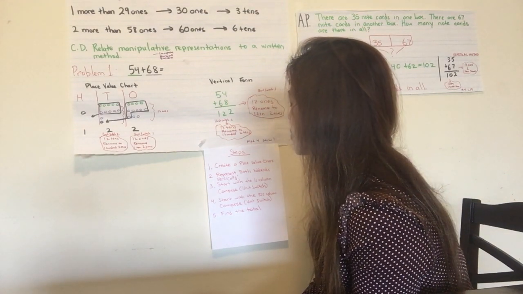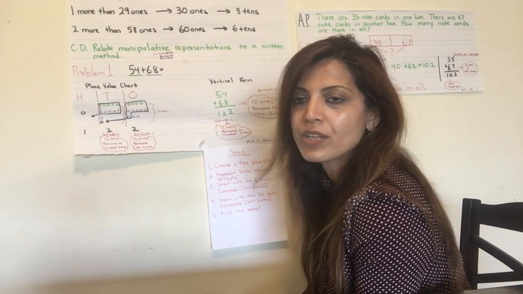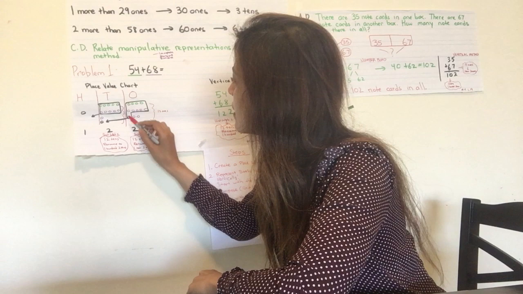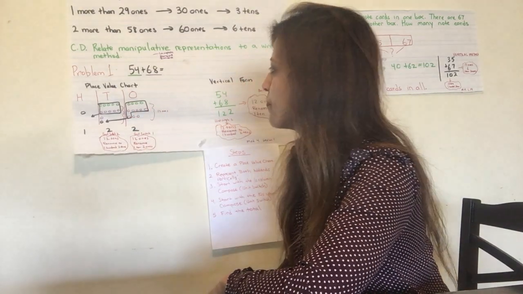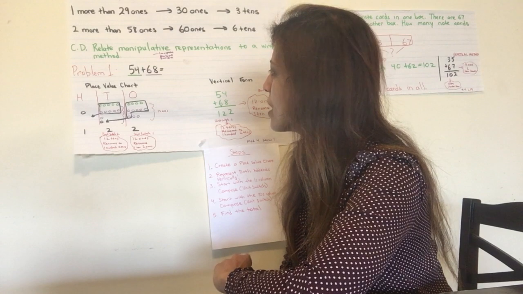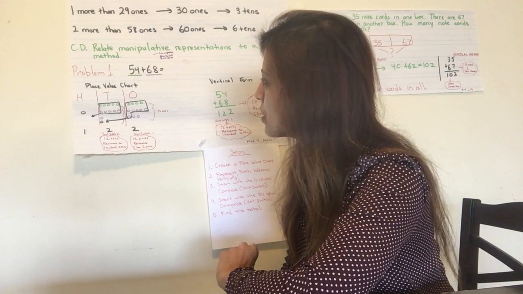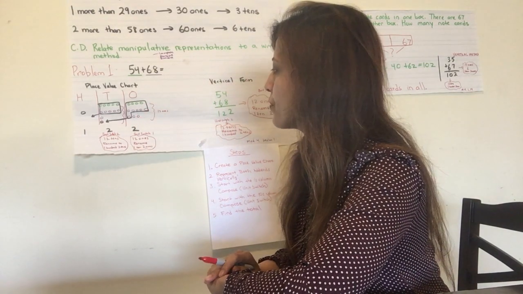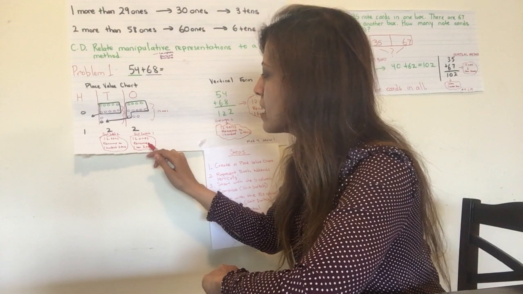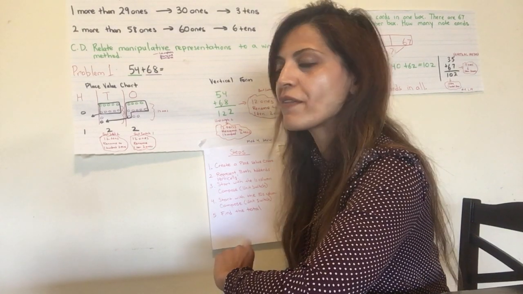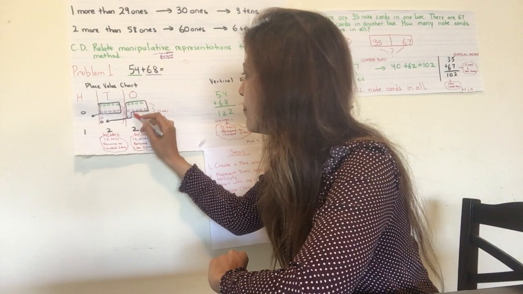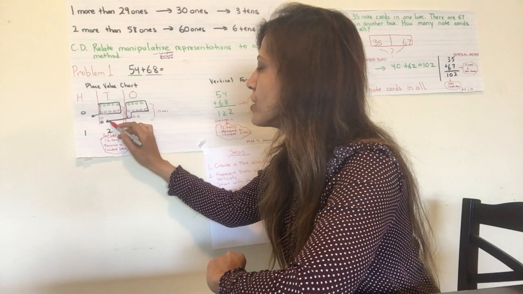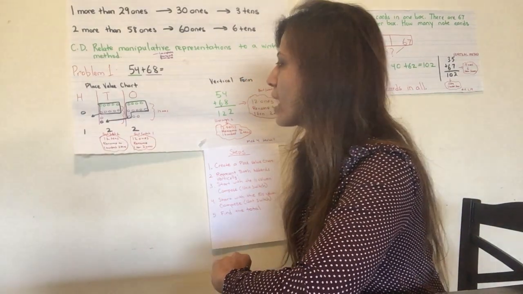Okay, great. Now I have to start with the ones column and see if a unit switch is necessary. Here I have 12 ones. Now I have to say, is there a unit switch? Yes, I have 10 ones that can turn into 1 ten. So I'm going to rename that 12 ones into 1 ten and 2 ones. That's my first unit switch. So I'm going to take that 1 ten and put it in the tens column. There's unit switch 1. Excellent job.